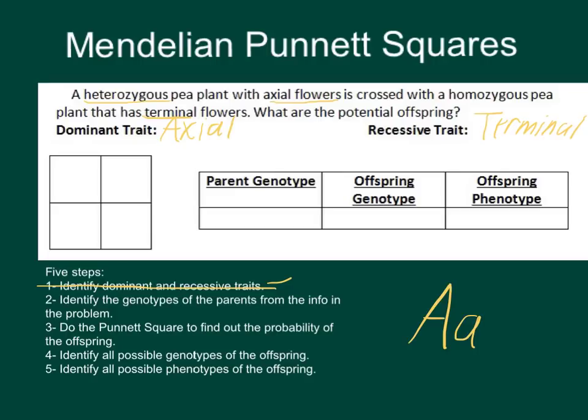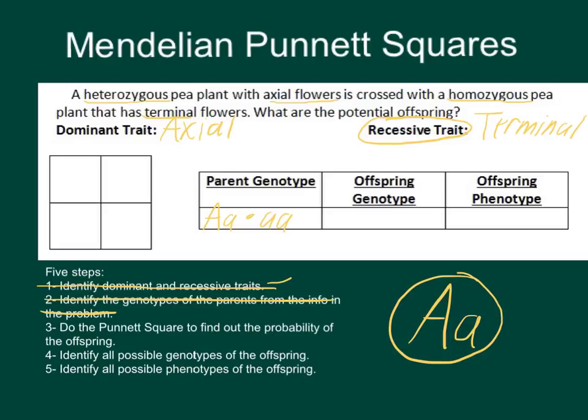Next thing, identify the genotypes of the parents from the info given in the problem. So it tells us a heterozygous pea plant with axial flowers, that'd be this guy. This is our first parent. So heterozygous, different alleles, with a homozygous pea plant that has terminal flowers. Now, homozygous tells us important information. It tells us that the alleles are the same. And then since this one says terminal, which is on our recessive side, that means this one would be little a, representing the terminal ones. So that takes care of our second step.